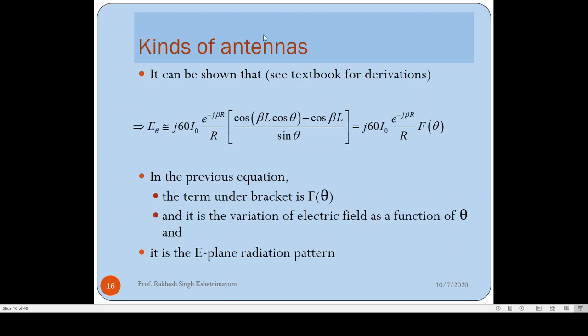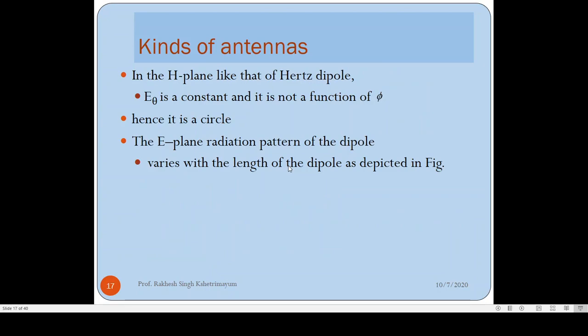So the final expression would be of the form j60 I naught exponential minus j beta R by R, and this term f theta, which is the function which will decide the radiation pattern of the antenna. f theta turns out to be cosine of beta L cos theta minus cos beta L, divided by sin theta. So this term will give you the radiation pattern of the antenna. You can draw the radiation pattern of the antenna from that function f theta.